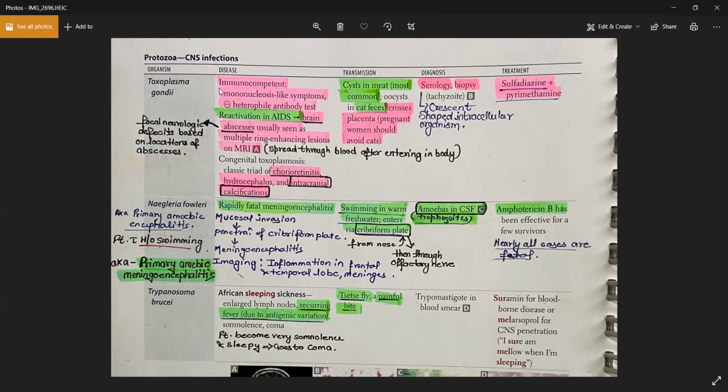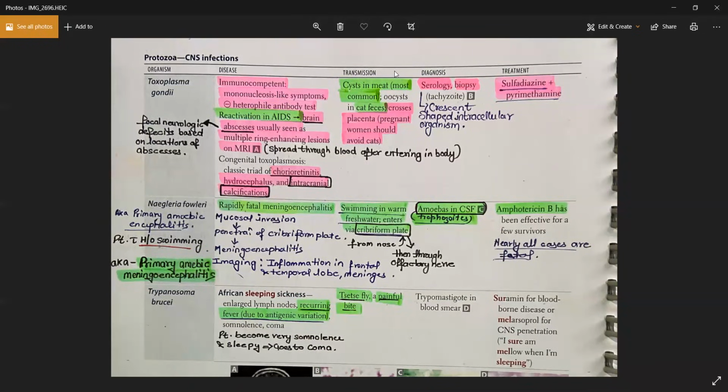Remember what virus causes infectious mononucleosis? Epstein-Barr virus. Or any other virus apart from Epstein-Barr virus? Exactly, cytomegalovirus. Yes. And even the hepatitis virus can cause infectious mononucleosis. So Toxoplasma gondii can also cause symptoms like infectious mononucleosis, where you have a running nose, liver involvement and pharyngitis. But the heterophile antibody test would be negative, because the heterophile antibody test would only be positive in case of Epstein-Barr virus.